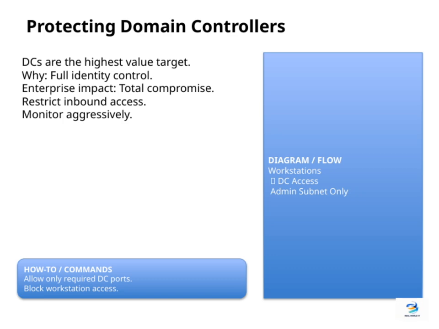Remember, DCs are the highest value targets in our environment because they hold the keys to our entire identity infrastructure. That's why full control over these controllers is critical. If an attacker gains access, the potential for total compromise is high, which can jeopardize the entire enterprise. To mitigate this risk, we need to restrict inbound access strictly to only what is required, and monitor activity aggressively to detect any suspicious behavior.